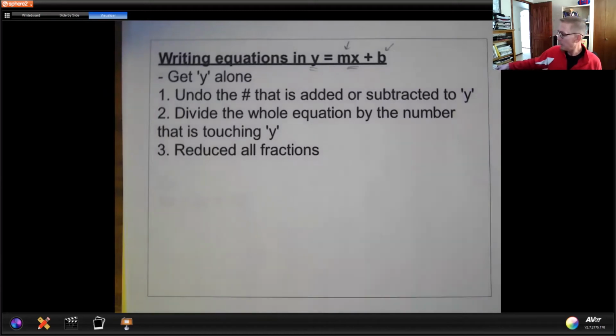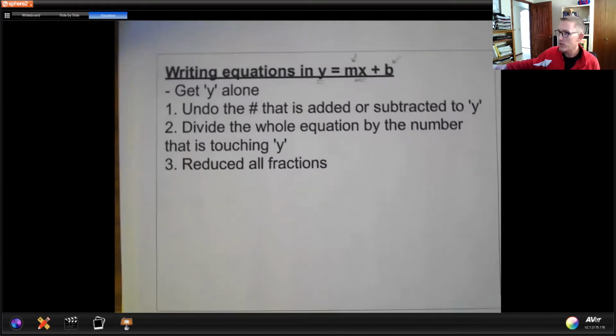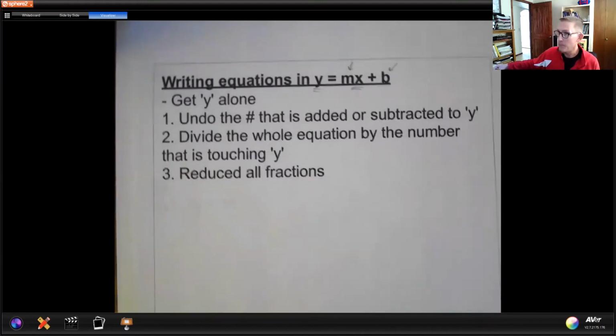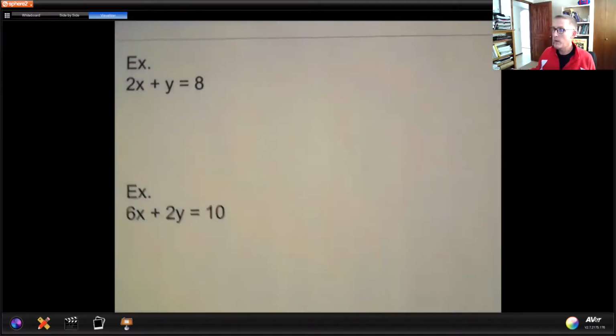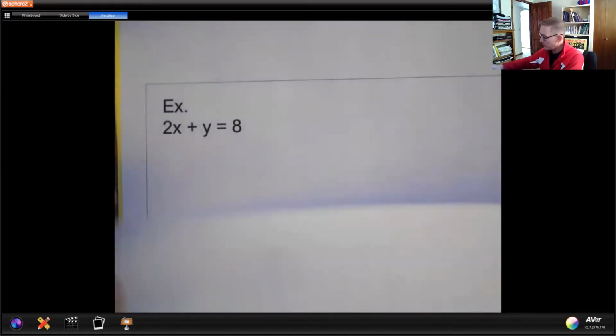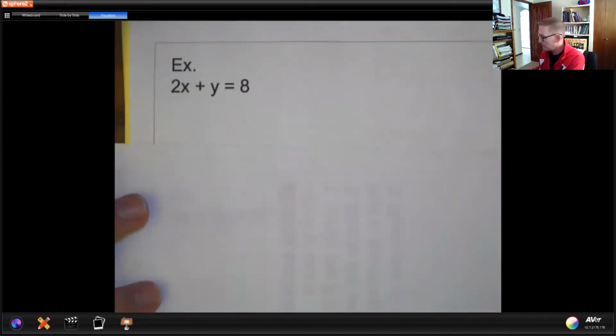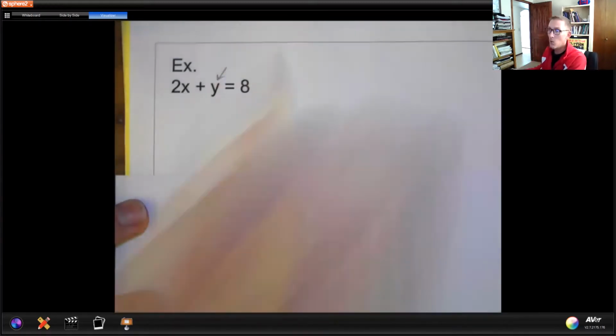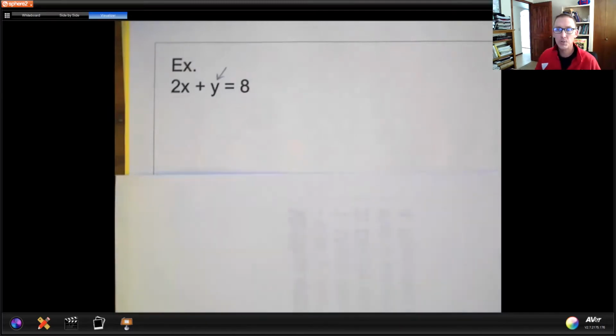All right. So if you need to pause this to get the notes down, you can go ahead and do that now. But we're going to go ahead and transition over to a couple of examples so we can see what we're doing here. And so let's go ahead and zoom in. So we have two examples here. Let's go ahead and cover up the second example for now, and we'll just focus on example number one. So our goal is to get y alone. Now you'll notice there's no number touching y in this particular problem. So this is going to be pretty easy.